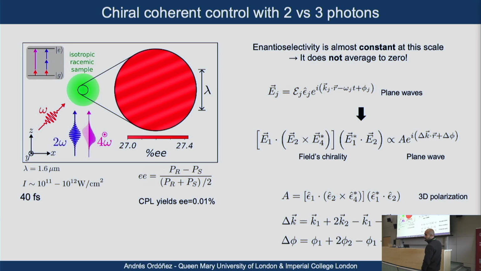So as you can see, the K1 will cancel exactly. And the 2K2 minus K4, if you neglect dispersion, it will also cancel. If you don't neglect dispersion, well, it will give you a small number that will lead to an oscillation on a scale much bigger than the wavelength anyway. So basically, we can get rid of those oscillations of the enantioselectivity across the interaction region, and we still have control. And now the control is given by the relative phase between the 2 omega and the 4 omega.